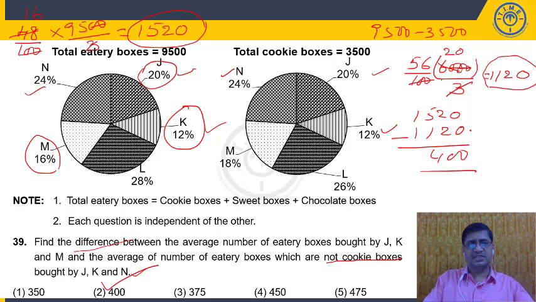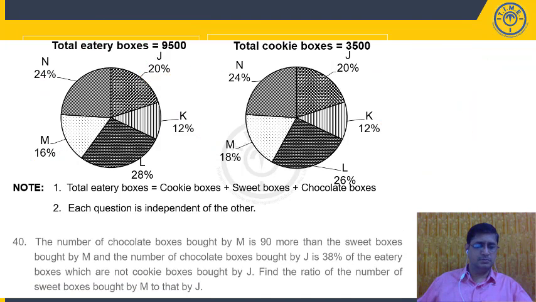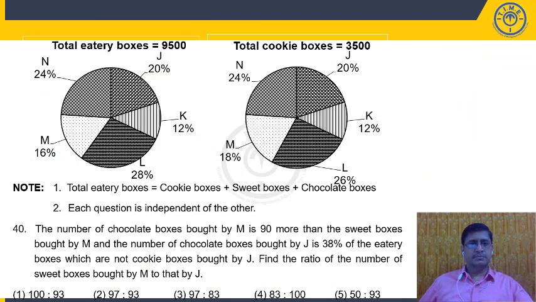Okay, now look at the next example. This is the last but not the least. Look at this one. The number of chocolate boxes bought by M is 90 more than the sweet boxes bought by M. And the number of chocolate boxes bought by J is 38% of the eatery boxes which are not cookie boxes bought by J. Find the ratio of the number of sweet boxes bought by M to that of J. Sweet boxes ratio is to be found.